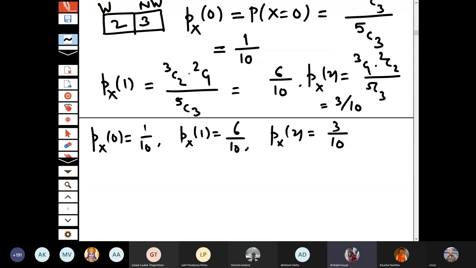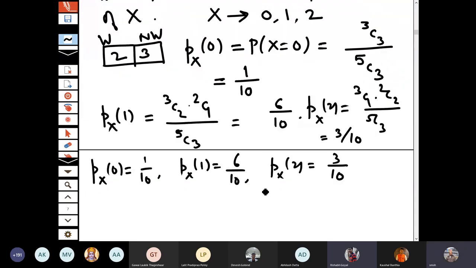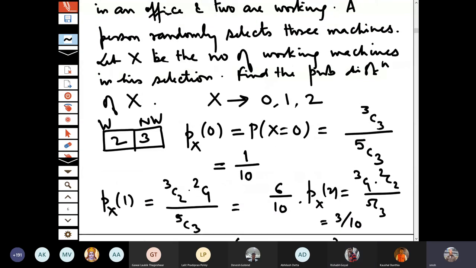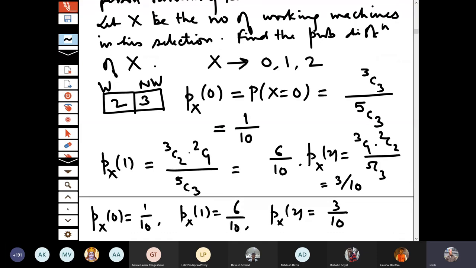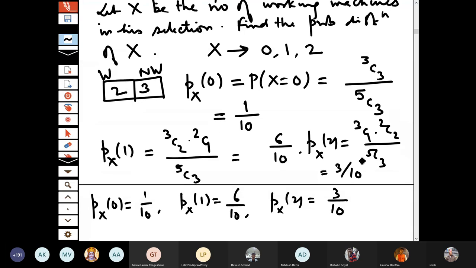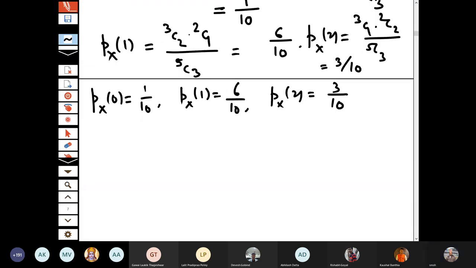So here, why aren't we considering the sequence of the choosing of the machines? Yeah, because this is not required here, because this is a selection, isn't it? So in the selection, the order does not matter. Here the order does not matter because we are looking at the number of working machines. Okay, so this description of the probability distribution is clear. Yes, sir.